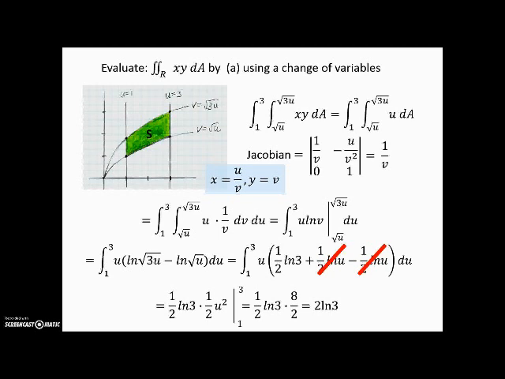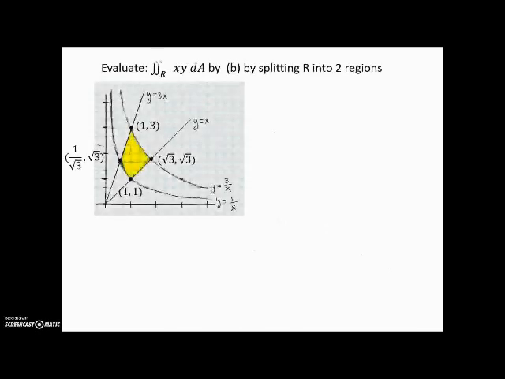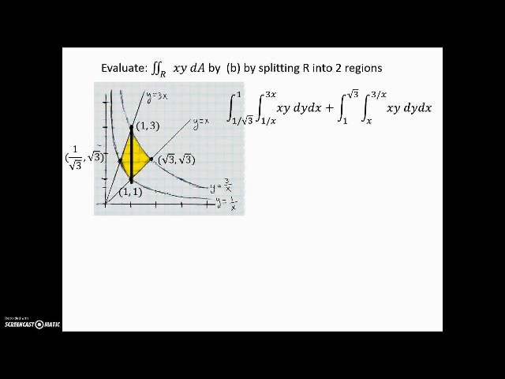So let's take a look at part B and see if we do, in fact, still get 2 log 3. We better, huh? All right, so back to the original area, and we're going to split that in two, and now we have two simple regions. The first region, we're going to integrate from 1 over root 3 to 1 along the x-axis, and from the bottom parabola, 1 over x, to the top line, 3x, for y. And then the second area, x is going to go from 1 to root 3, and y is going to go from that bottom line, x, up to the top parabola, 3 over x.